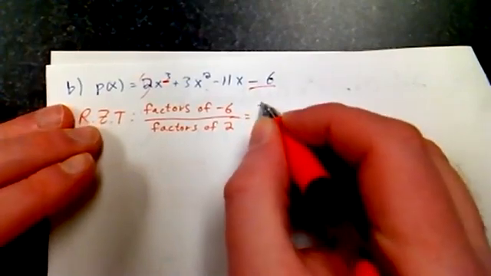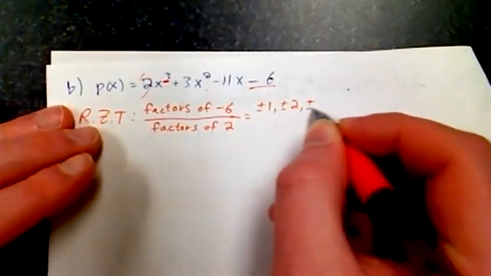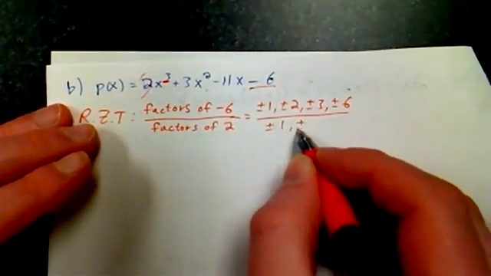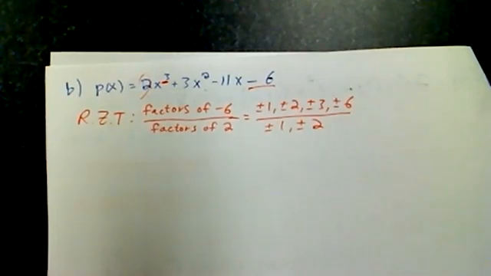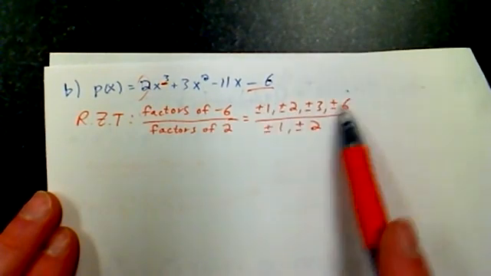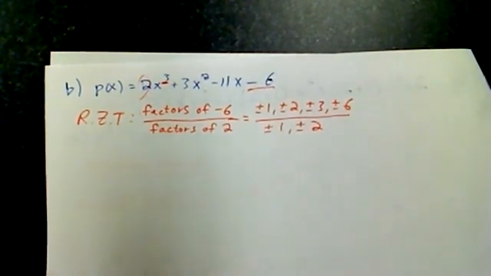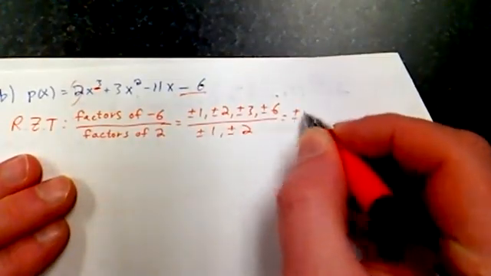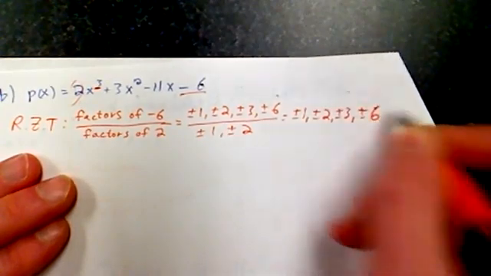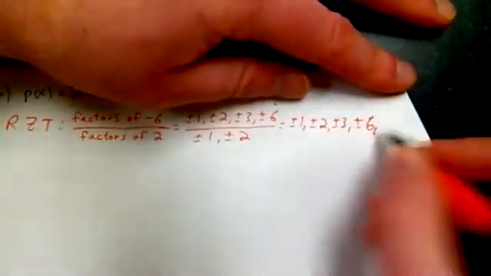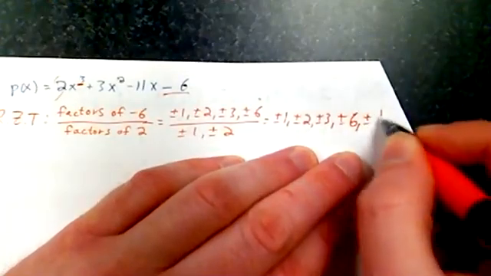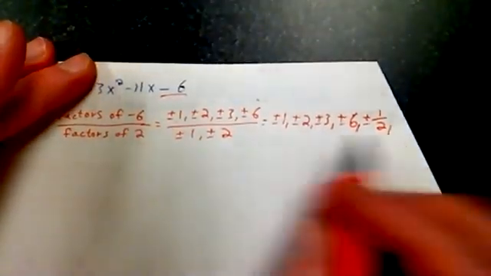So this is going to be plus or minus 1, plus or minus 2, plus or minus 3, plus or minus 6. On bottom, I get plus or minus 1, plus or minus 2. So what I do is I go through, I do all the top ones paired with the first one, and then I'll go through and do all of them paired with the second one. And a lot of times you'll get overlaps. You'll see what I mean here. So I got plus or minus 1, plus or minus 2, plus or minus 3, plus or minus 6 so far. Now, if I take plus or minus 1 over plus or minus 2, well, that's just plus or minus 1/2. I'm going to continue right here.